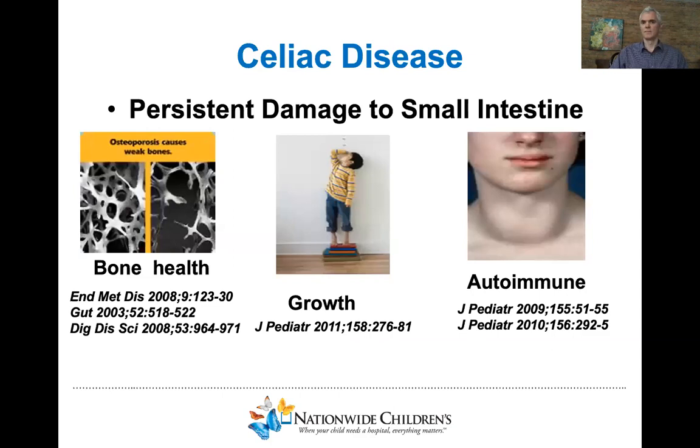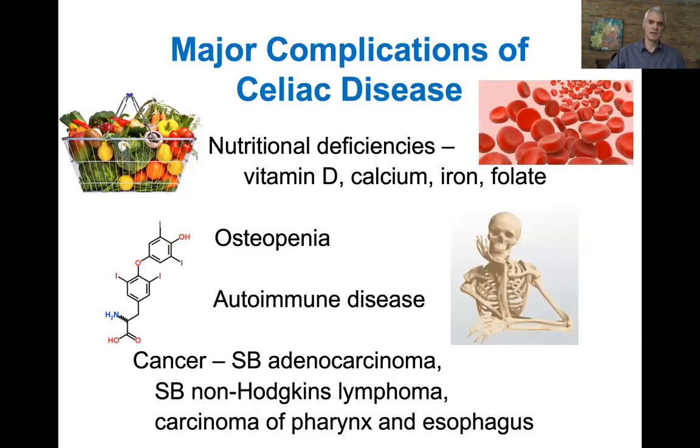Why do we care? Well, non-treated celiac disease means persistent damage to the small intestine. This can lead to problems with bone health, growth, and there is the autoimmune overlap with several autoimmune diseases that I mentioned. In addition, there can be nutritional deficiencies, in particular vitamin D and iron. And there also is an increase in risk of cancer of small intestinal adenocarcinoma and non-Hodgkin's lymphoma.